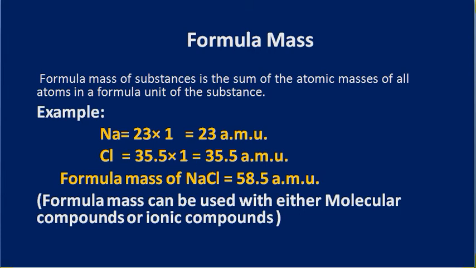Na is equal to 23 multiplied by 1, so it will become 23 AMU. And then chlorine is 35.5 multiplied by 1, meaning only one atom of chlorine and one atom of sodium. When we multiply, we get 35.5 AMU. Right? Now we add these two, so we get 58.5 AMU. So that is the formula mass of NaCl.